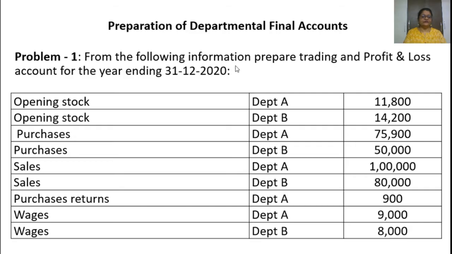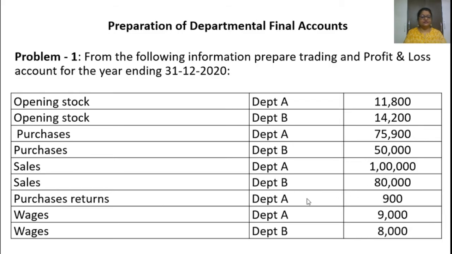From the following information, prepare trading and profit and loss account for the year ending 31/12/2020. Opening stock: Department A 11,800, B 14,200. Purchases: Department A 75,900, B 50,000. Sales: A 1 lakh, B 80,000.